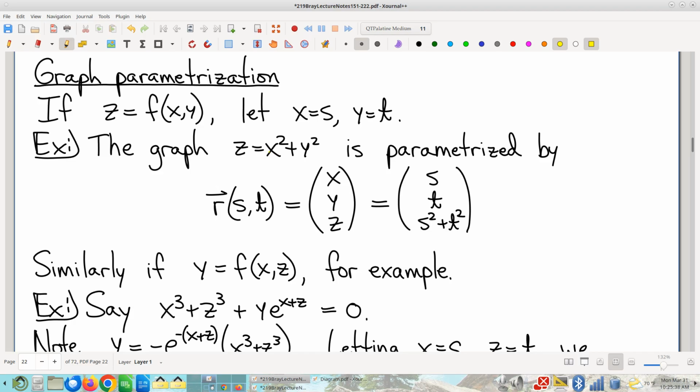Basically, just two parameters instead of one. How do you make these parameterizations? I'm going to start with my favorite. My favorite is the graph parameterization. Rings a bell, I hope, right?